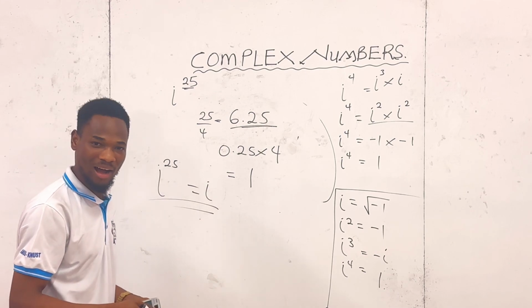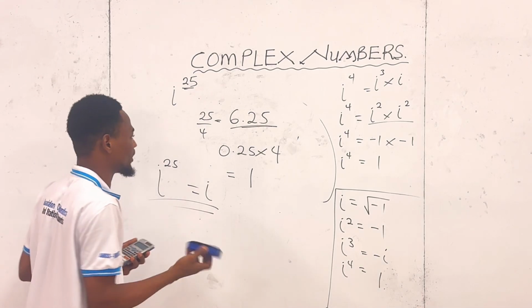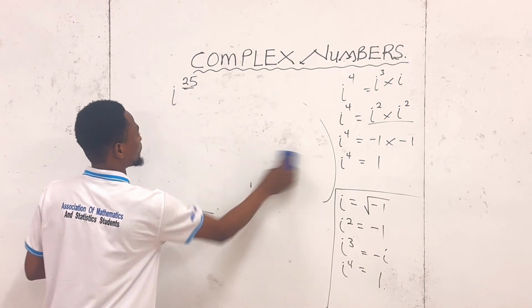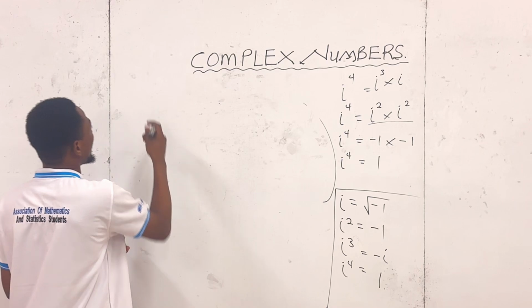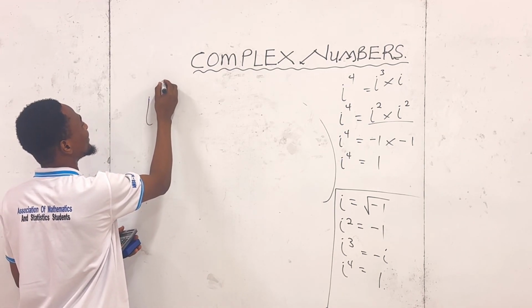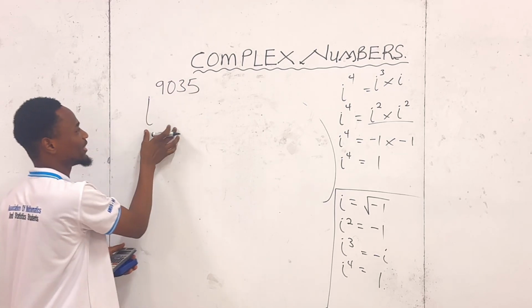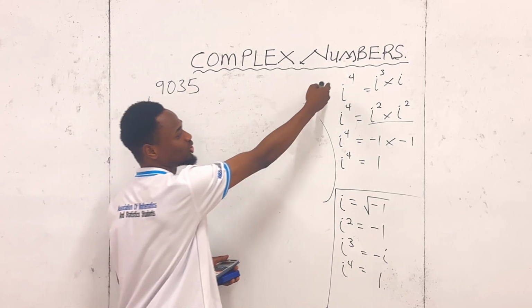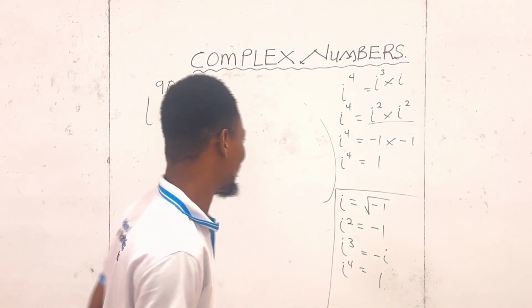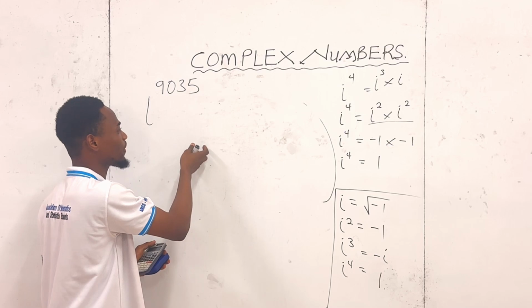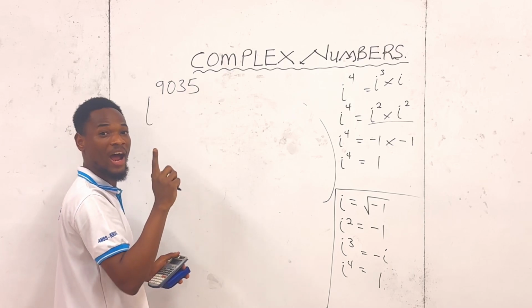So what about huge numbers? Let's pick huge numbers, okay? Let's say we have i raised to power 9,035. This is very huge. Again, you cannot go through this one by one; you get exhausted. So how do you go about it? The normal convention: what are you supposed to do first? Divide this by 4.